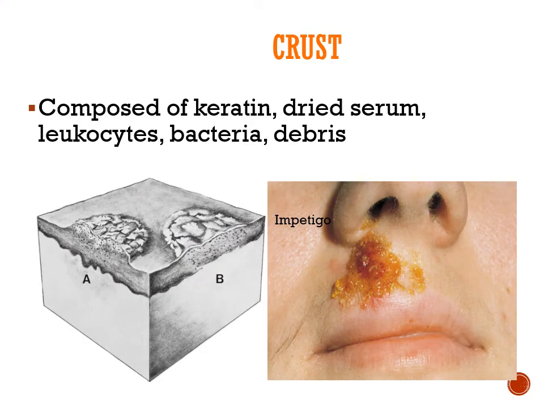Crust. This is composed of keratin, dried serum, leukocytes, bacteria, and debris. In the clinical picture, this shows the bacterial infection in impetigo, where you can note dry, golden yellow, soft, friable crusting.